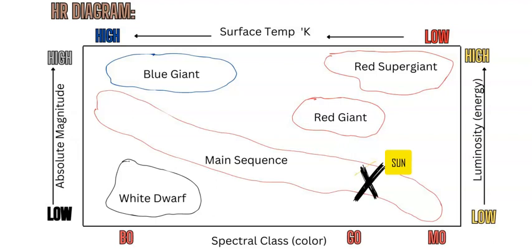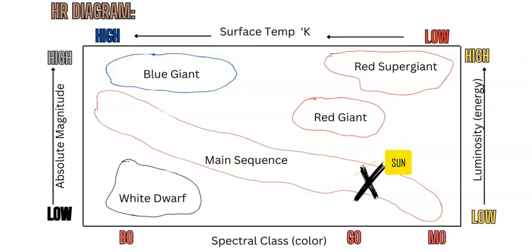Then the surface temperature dictates the color of the star, and the luminosity is the energy, which again refers to the temperature and has a direct link with the absolute magnitude. And finally, the spectral class. Spectral class has links referring to the temperature and the color of that star.